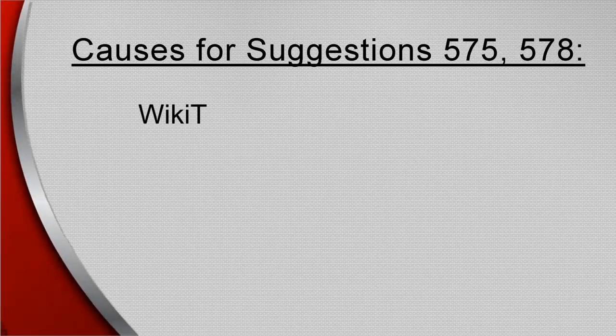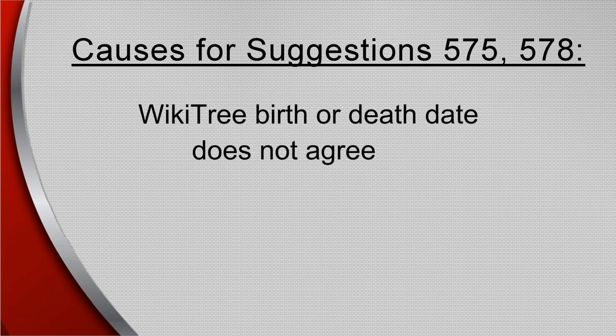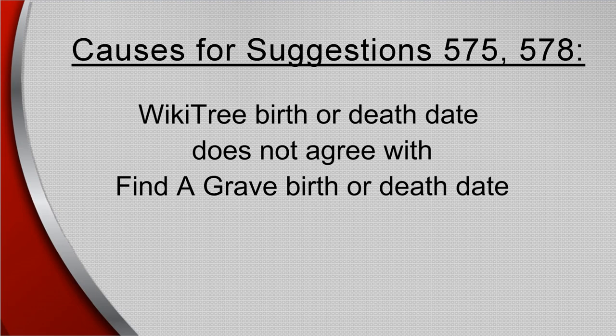Suggestions 575 and 578 are caused when WikiTree has matched a profile to its FindAGrave memorial, but the birth or death dates don't agree. This means either the WikiTree profile or the FindAGrave memorial is wrong, or they both are.